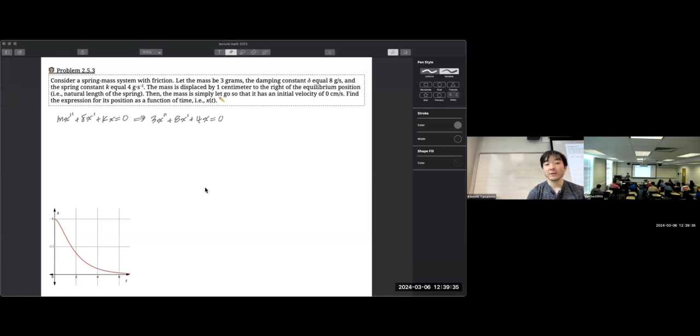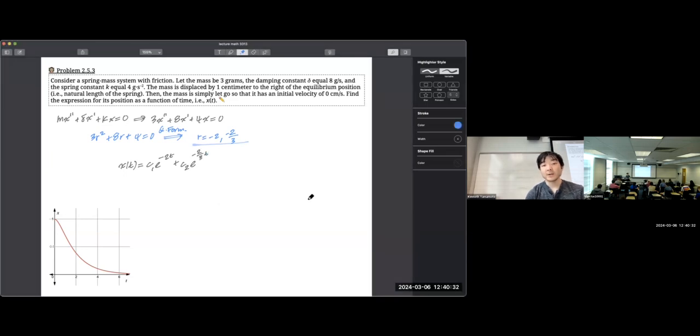Later, there are initial conditions we'll have to apply. But if you use the characteristic equation for this, it will be 3r squared plus 8r plus 4 equal to 0. This one doesn't factor really nicely, but you could use the quadratic formula. You'll get r equal to -2 and -2/3. Once you get your r's, you can write your solution. Your general solution, since these are distinct roots, not complex but real and distinct, would be C1 e to the -2t plus C2 e to the -2/3 t. And that's your general solution.